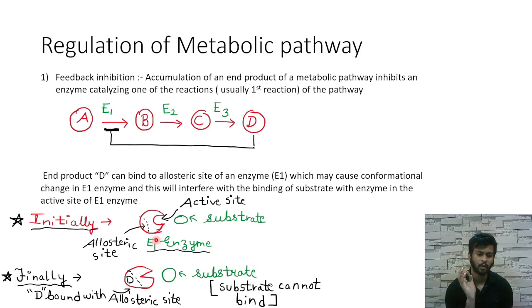So when the levels of end product D increase, it will bind to the allosteric site of the enzyme, due to which it will cause conformational change in the enzyme, and the active site conformation will change, as shown: initially it was semicircular and then it is of triangular shape. So due to this, the circular substrate cannot bind to the active site. Because of this, enzyme E1 will be inactive, and if enzyme E1 is inactive, A will not get converted into B, B will not get converted into C, C will not get converted into D. We will understand this in more detail.